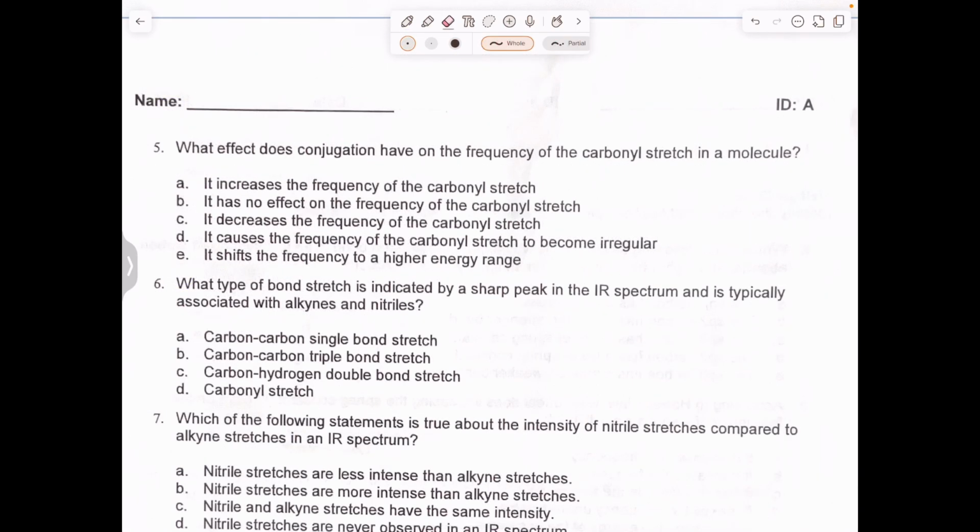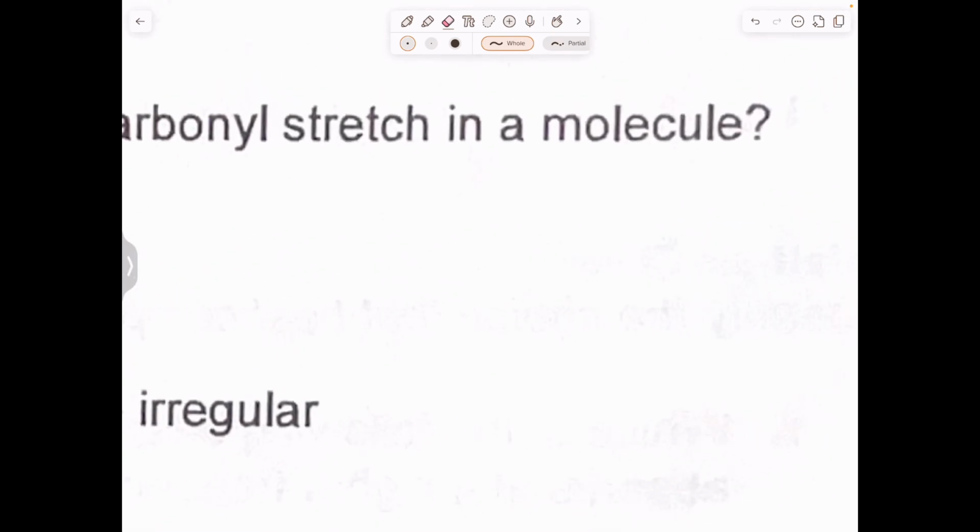So number 5, what effect does conjugation have on the frequency of the carbonyl stretch in a molecule? So conjugation looks like this. So there are those two double bonds with a single bond in between. So what this does is this slightly reduces the wave number.